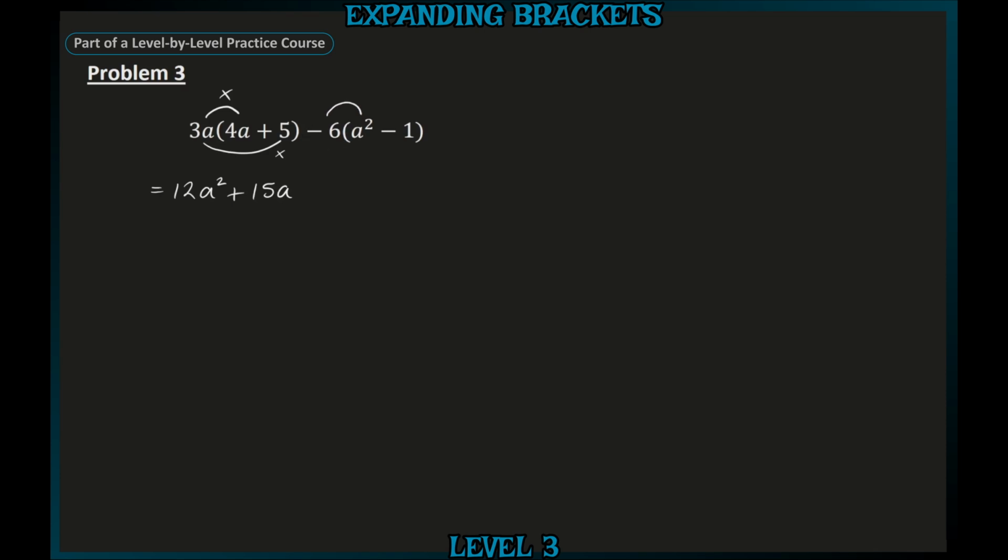And if we start with minus 6 multiplied by a squared, this gives us minus 6a squared, and next we multiply minus 6 by minus 1, and the two minuses multiply together to make a plus, and 6 times 1 is 6. Finally, now that we've expanded these brackets, we can collect together the like terms. So we have a 12a squared minus a 6a squared, and this gives us 6a squared. And the remaining two terms are not like terms, so we just have a plus 15a and a plus 6. So 6a squared plus 15a plus 6 is our final answer to problem 3.